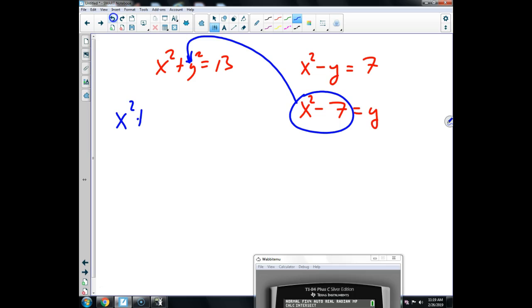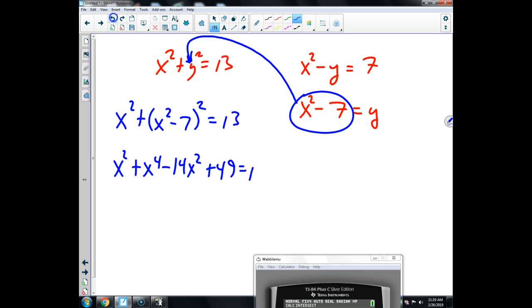You got x squared plus quantity squared. What is it? Y is x squared minus 7. All right, so you got to FOIL that out. X squared plus x to the 4th minus 14x squared plus 49 is 13. Okay. Now, let's get this in standard form so we can factor or use the quadratic formula, because I think it's quadratic. Leading term would be x to the 4th, highest degree term. Combine the x squared terms, negative 13x squared. How about we subtract the 13 from both sides, plus 36.